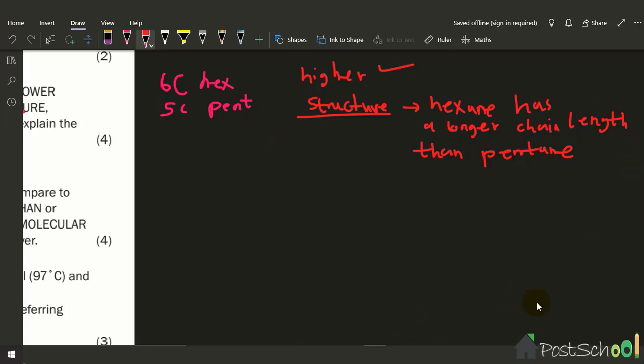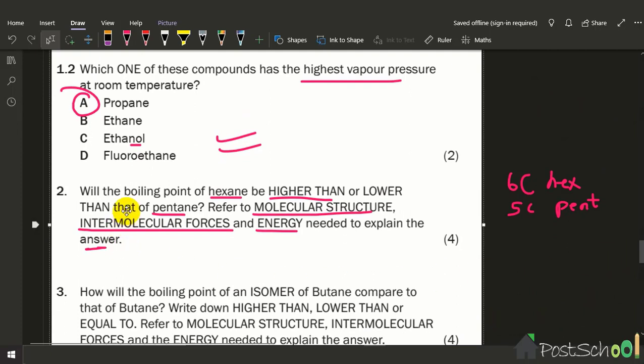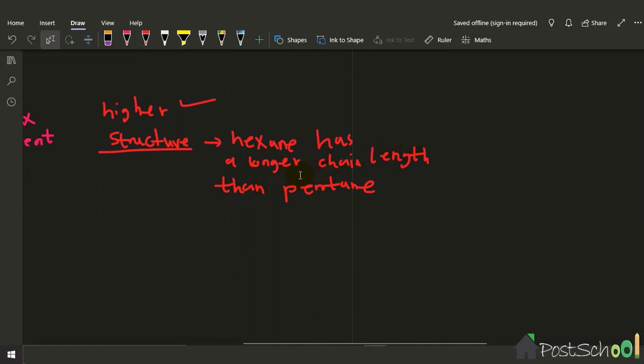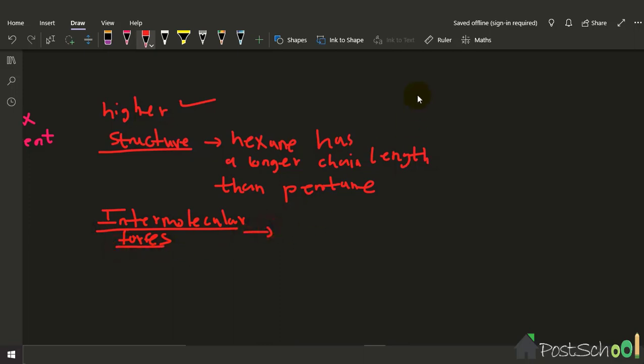So the first thing is clear. Remember what the question says: will the boiling point of hexane be higher than pentane? So the answer is stated here: it is higher than. The boiling point is higher than that of pentane. Hexane has a longer chain length, and this is a link to intermolecular forces. I said you must talk about intermolecular forces too. So another mark, and then you say that between the different molecules of hexane you will have stronger or more intermolecular forces.